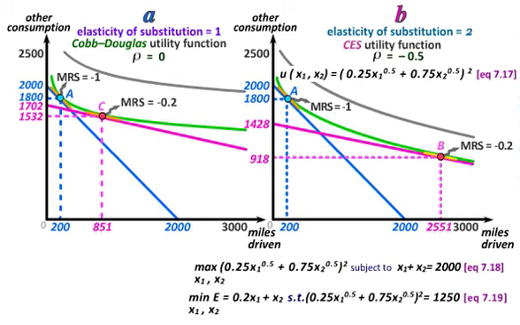In panel A, the substitution effect is the move from bundle A to C, and in panel B it's the move from bundle A to B. Clearly the move from A to B is much bigger than the move from A to C, so the substitution effect has gotten bigger as we increase the elasticity of substitution.